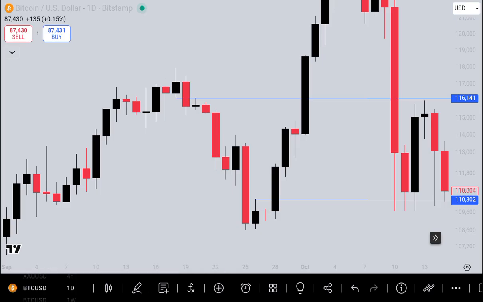Alright, so we just marked that low and price mitigated it and closed below. Now once you see this happen, once it's a close below or above a previous day's high or low, it is a sign that there is a possible continuation. As you can see, after this happened, we had a retracement to this area.